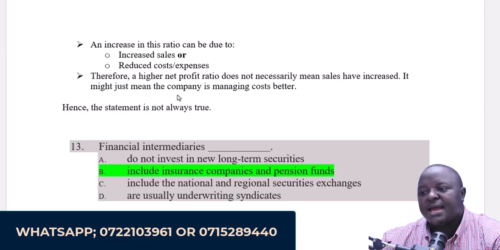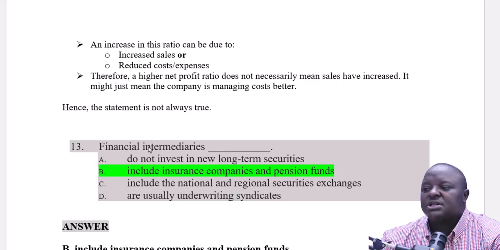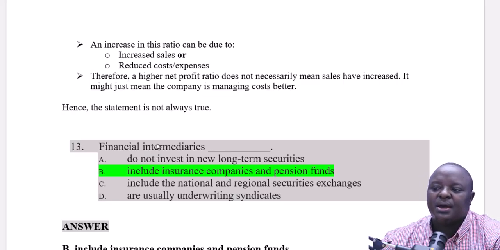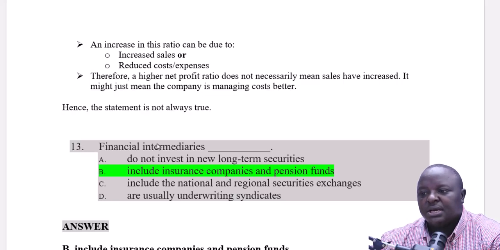Therefore, a higher net profit ratio does not necessarily mean sales have increased. It might just mean that the company is managing its costs better. So hence the statement is not always true. It's factual, it's true, but it's not guaranteed. There can be an increase in the profit ratio because there are increased sales, or it can be a reduction in the costs and expenses.